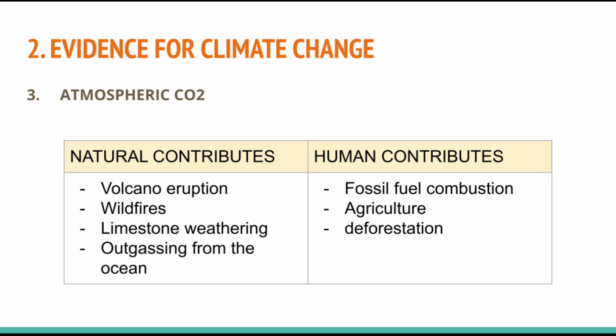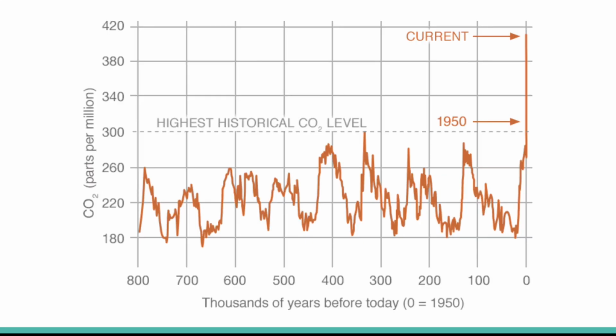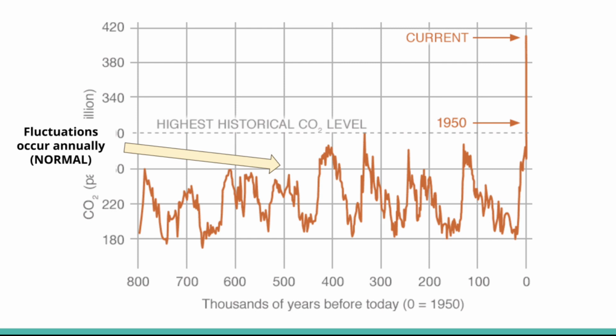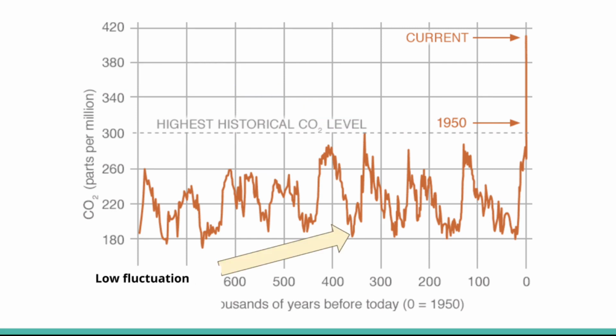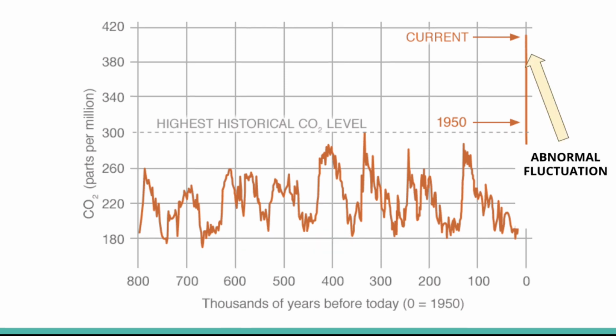So for the natural kind, you have volcanic eruptions, wildfires, limestone weathering, and outgassing from the ocean. And for human contributions, you have fossil fuel combustion, agriculture, and deforestation. In this graph, you can see there is the CO2 concentration on the y-axis and the years or time on the x-axis, and you can see that over the years there are annual fluctuations, and this is normal. Here there's high fluctuation, and here there's a low fluctuation. However, as you can see up here, this is abnormal fluctuation.